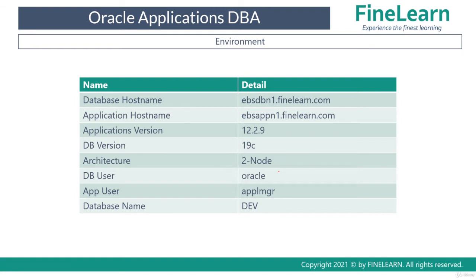So let us see the environment we are going to use for the managing services lesson for EBS 12.2 with 19c. The database host name is ebsdbn1.fileon.com and the application host name is ebsappn1.fileon.com. The application version is 12.2.9 and the database is 19c. It is a two-node architecture with one database node and one application node. The DB user is oracle and the application user is applmgr. The database name is dev.